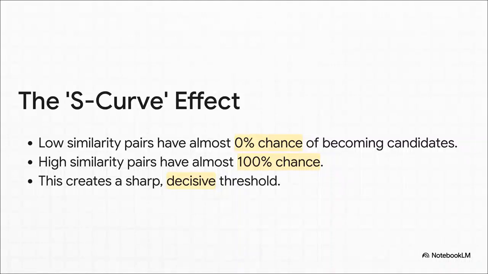And this is what's called the S-curve effect. By carefully choosing the number of bands and rows, you create this incredibly sharp dividing line. Pairs that are highly similar, like our 80% example, are almost guaranteed to become candidates. But pairs with low similarity, say 30%, have their already low chance of matching get crushed down to almost 0. It's a probabilistic filter that is just stunningly effective.